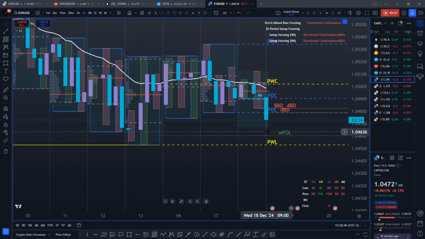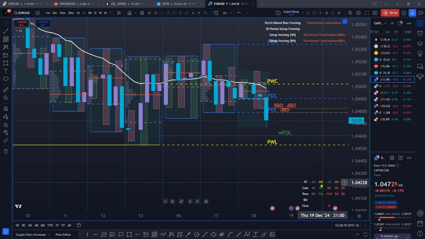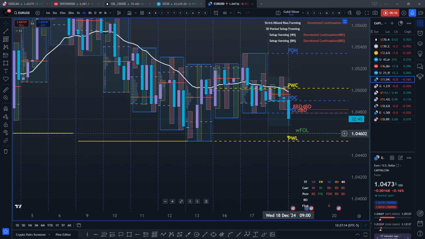And if we were to break down the WFOL level that we just spoke about, then we're going to have a situation where, although we're still inside of yesterday's low and high, right, it will actually turn red, and this will turn to a BD, a breakdown. So then we'll have a table that's fully red, and that would be bearish. So this WFOL level is very important.